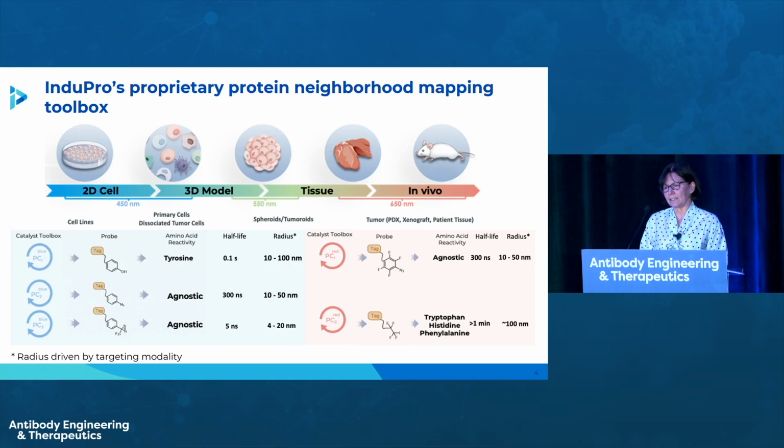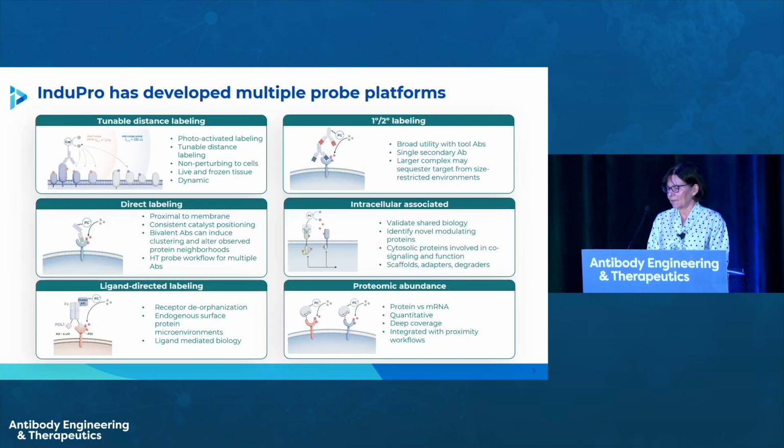Some of these photocatalysts are very well suited for labeling within cell culture systems and organoid models. On the other hand, there is another set of photocatalysts that have slightly longer half-lives and a broader labeling radius, and those are more amenable toward labeling more complex tissues, such as frozen tumor tissues, et cetera. And so we can apply all of these different approaches to really start to define proximity mapping and neighborhoods on different cell surfaces. And there are many different applications to this photocatalytic labeling.